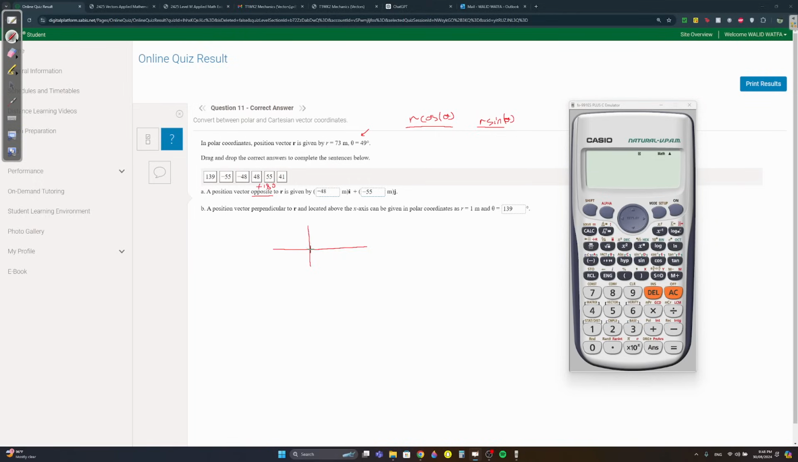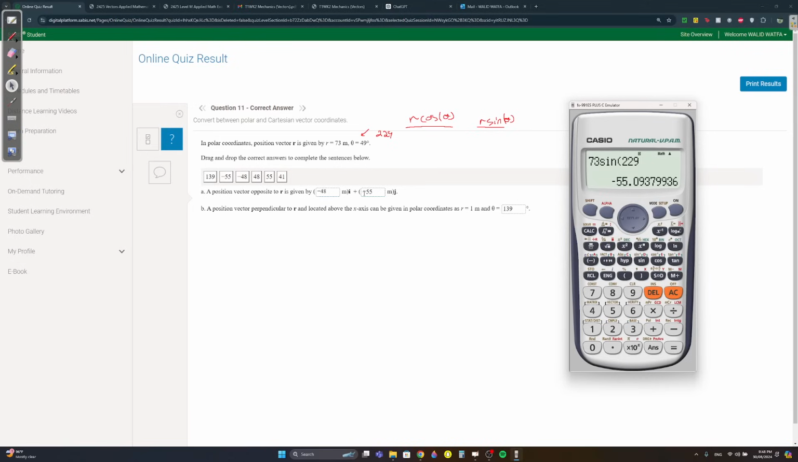Let me show you. Theta equals 49 degrees. This is how it looks. What's the one opposite to it? Obviously, it will be this one here, right? And how did I go from here to here? I added 180 degrees. So whenever they say opposite, you add 180 degrees. So 180 plus 49 will be 229 degrees. And we know r cosine theta, so we'll do 73 cosine 229, which is minus 47.8, rounded to minus 48, and then 73 sine 229 will be minus 55.